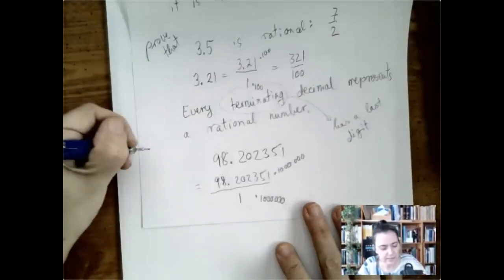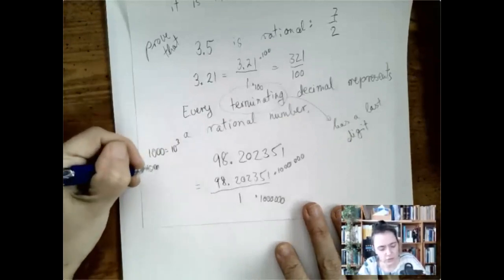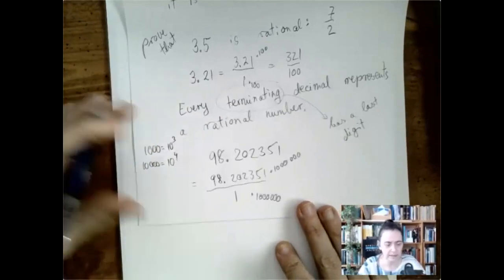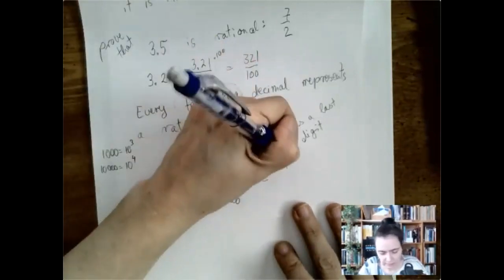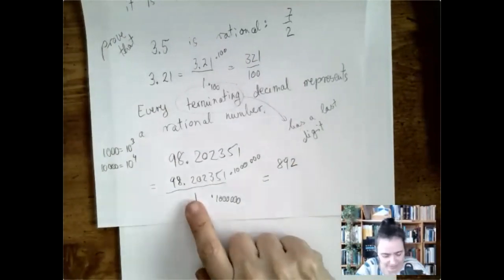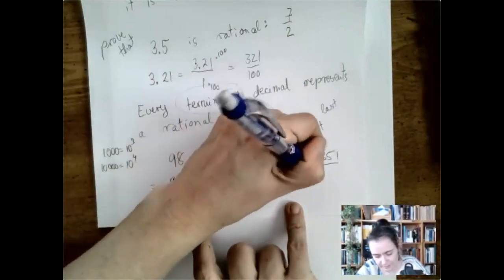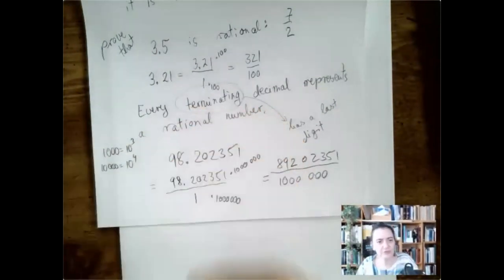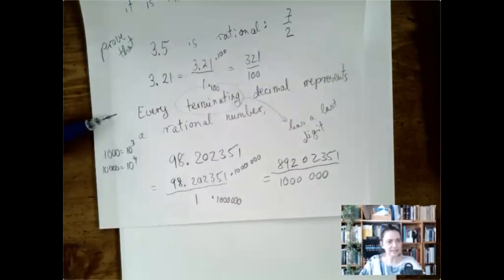There is something very nice about 3 zeros, that is 10 to the 3rd power. With 4 zeros, there is usually a mismatch, like a misalignment by one up or one down. This is perfect. And that will give us 98, whatever, 0.20235 over a million. Integer. So I hope that the two of you who are here are convinced that every terminating decimal represents a rational number, right?